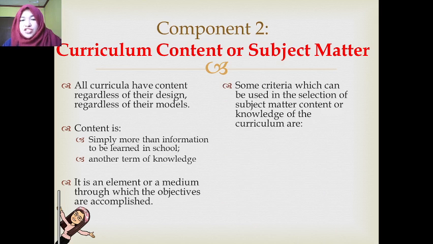So some criteria which can be used in the selection of subject matter content or knowledge of the curricula are: number one, self-sufficiency. Okay, so self-sufficiency is the prime guiding principle for content selection. It is helping the learner attain self-sufficiency in learning in the most economical manner. So, economy means less teaching effort and educational resources, less learners' effort, but more results and effective learning outcomes.